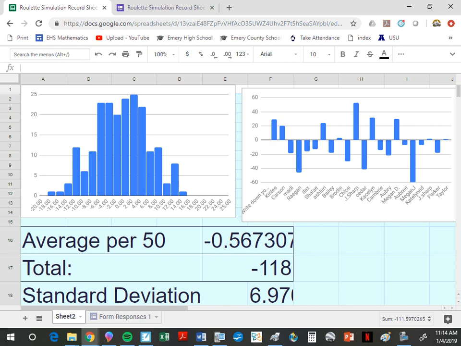Okay, next question. How much money did the class win or lose per set of 50 spins? How do we find that? So we take negative 118, divide it by, nope, this is per set of 50, 210. Not 208, Cambry. 210. And I get negative 0.56. What does that mean?